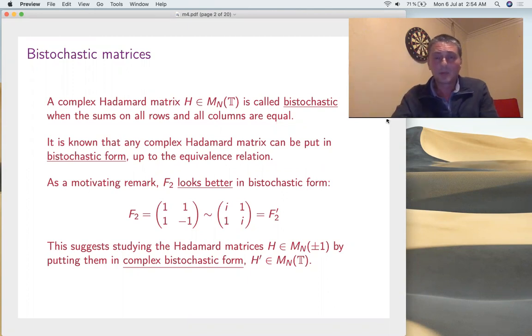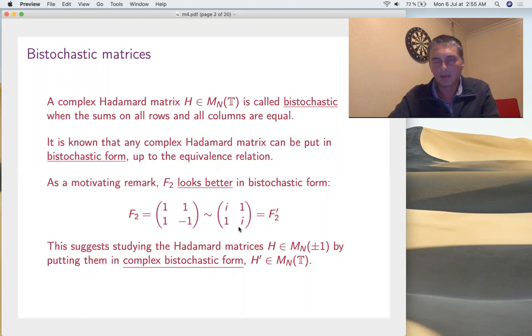Now, what's the motivation for doing all this? Well, let's just take the Fourier matrix F2. You see, I have here F2, and here is what I do in order to put it in bistochastic form. This cannot be put in bistochastic form over the reals, right? Because over the reals, the equivalence relation, you always end up with the same matrix, but with the -1 at different positions. So it's not possible. But we can do it in the complex case: multiply by i here, and then by -i here, I get this.